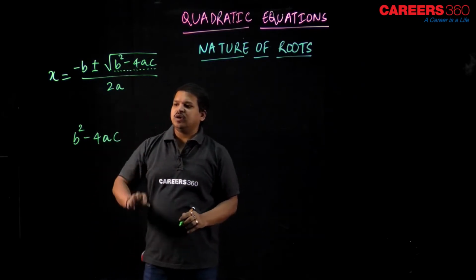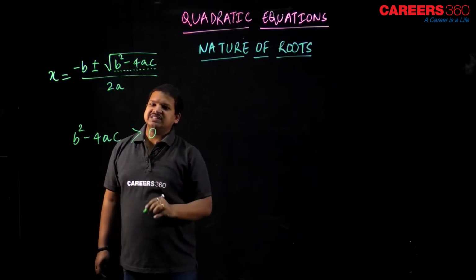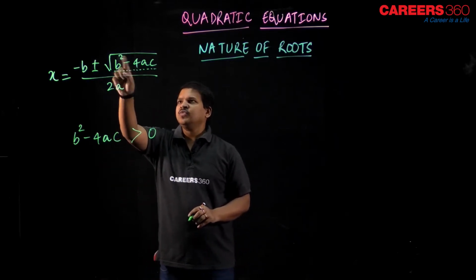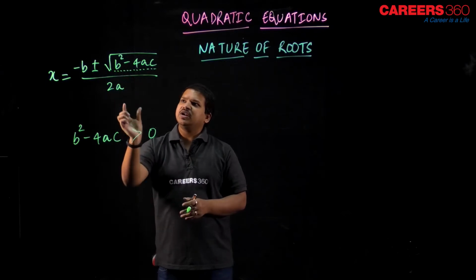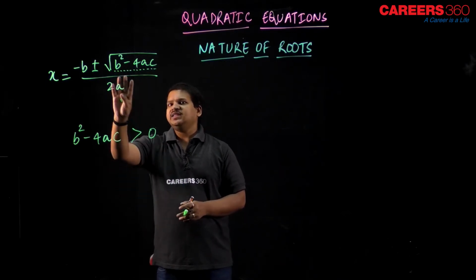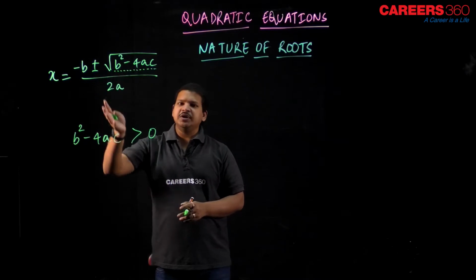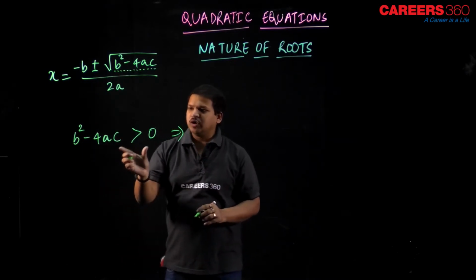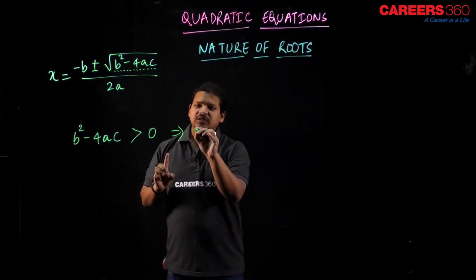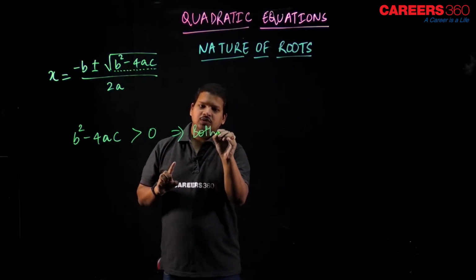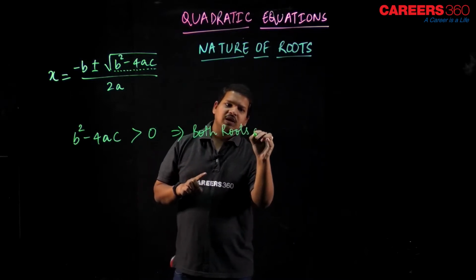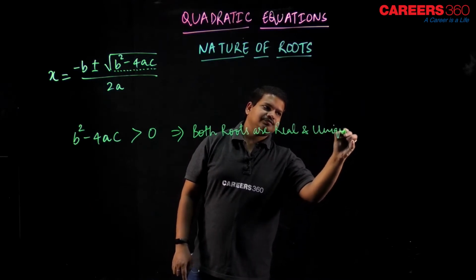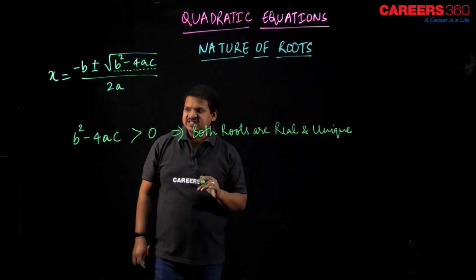What if b square minus 4ac is greater than 0? Then we will get a particular number out of this square root, and only then will the result be a real number. So if b square minus 4ac is greater than 0, then both roots are real and unique. I hope it makes sense.